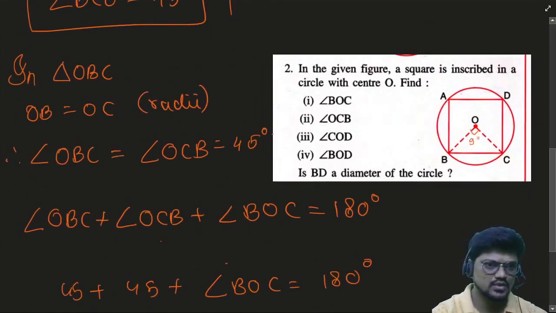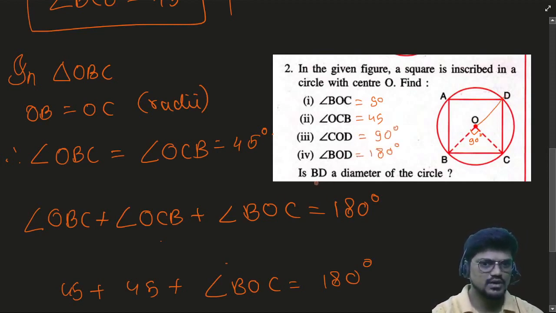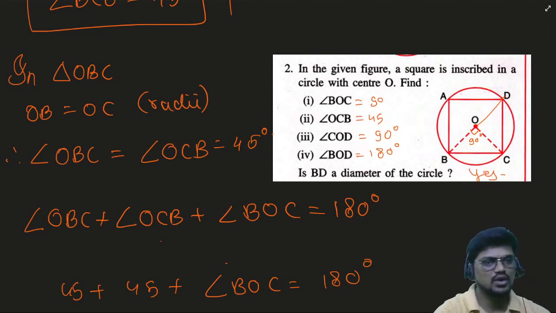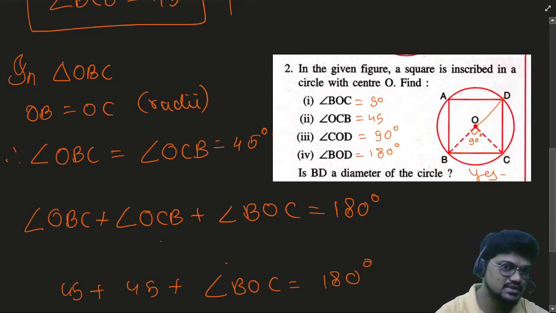We got it. Okay. Now angle OCB we have already found, that is 45. Angle COD will also be 90 because these two triangles are congruent, no? If I draw a line, these two triangles are congruent, so this angle will also be 90 degree. And angle BOD will be a straight line, so it's 180 degree. Is BD a diameter of the circle? Yes. Got it? How do we know, sir? Because since angle BCD is 90 degree, this has to be a diameter because angle in a semicircle is 90 degree.